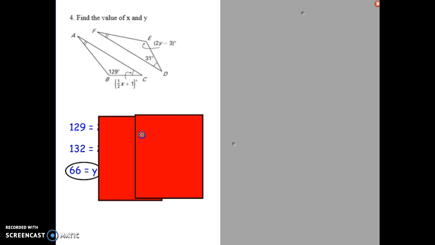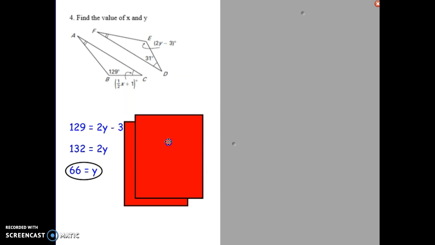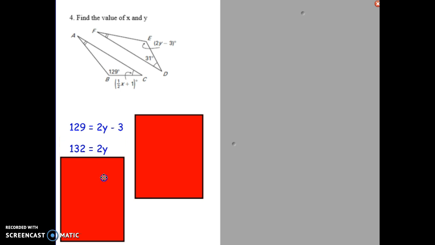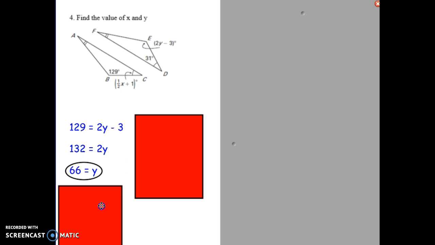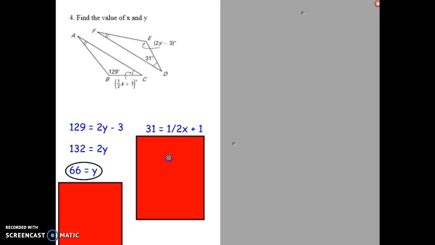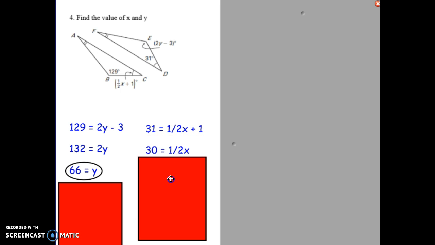So I'm going to look at 129 is equal to 2y minus 3, which I can then solve and get 66 for y. And then I just have to do 1/2 x plus 1 is equal to 31. Move that around and get 60.